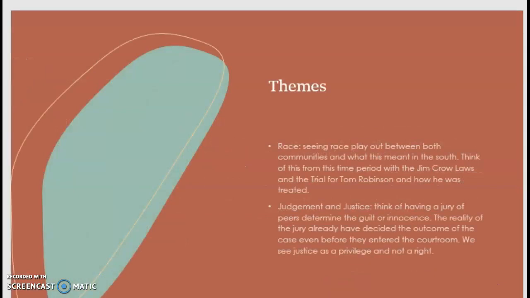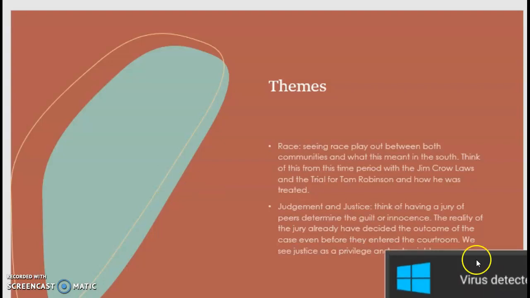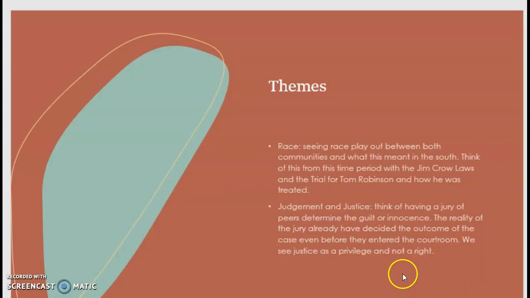Since we've gone over setting, we are going to go over the theme. One thing that we see is race, seeing race play out between both communities and what this meant in the South. Think of this time period, the Jim Crow laws, and the trial for Tom Robinson and how he was treated.